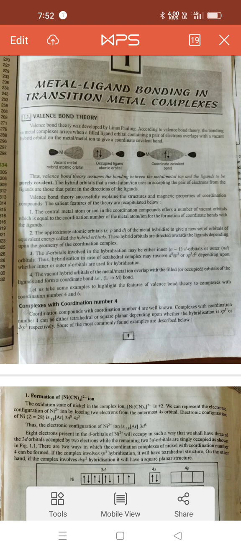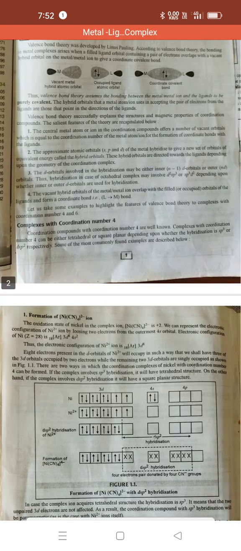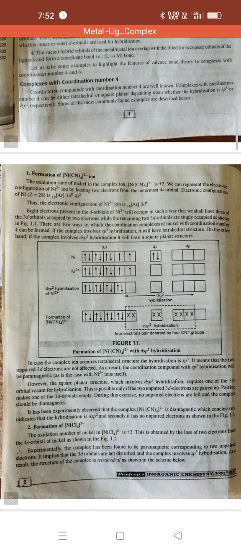Let us now take some examples. First, compounds with coordination number 4. The first is nickel cyanide. The oxidation state of nickel in the complex is +2. We can represent the electronic configuration of the nickel ion by losing 2 electrons from the outermost 4s orbital. The electronic configuration is argon 18, 3d8 4s2. Thus, the electronic configuration of the nickel ion is argon 18, 3d8. So, there are 8 electrons in the outer orbitals of the nickel ion.